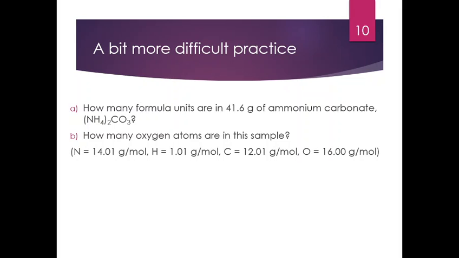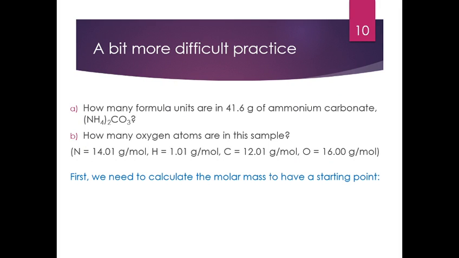In addition to that, the second part I want to know is how many oxygen atoms are in this sample. One thing you should notice here is I don't give you a molar mass, but I do give you the masses of each of these individual components. I did this to show you another concept I skimmed over in the previous chapters: you need to know how to calculate the atomic or molecular masses of these things, or formula masses for ionic compounds. So the first thing we need to do is get a beginning point, or the molar mass of this compound.